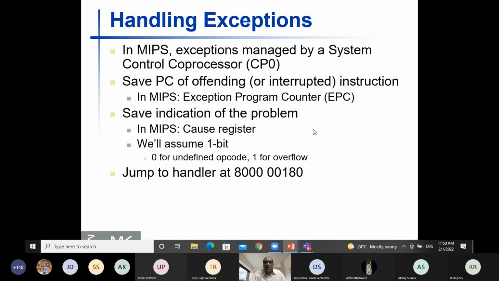Then the PC will be loaded with the address of the handler, where the operating system routine will check the cause register to find the cause of this exception. Based on that, the corresponding exception service routine will be executed. Upon completion, it will come back to the instruction where it was interrupted, as given by the EPC. That way the exceptions will be handled.